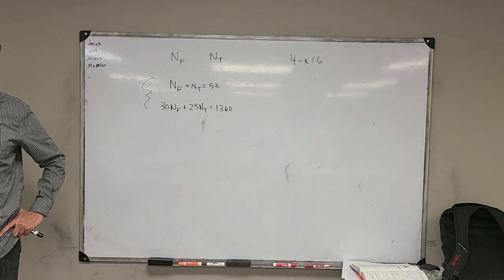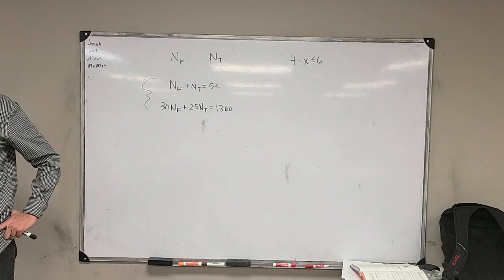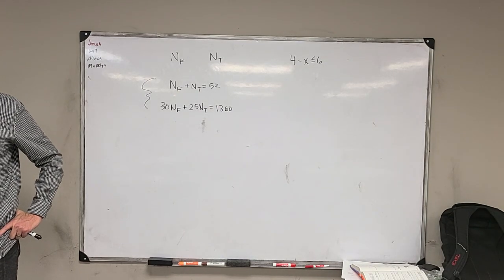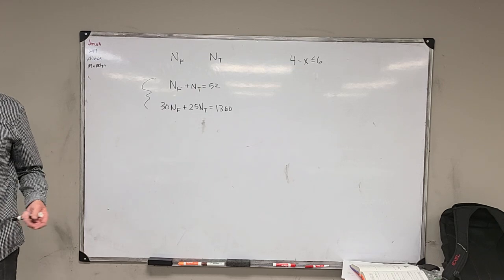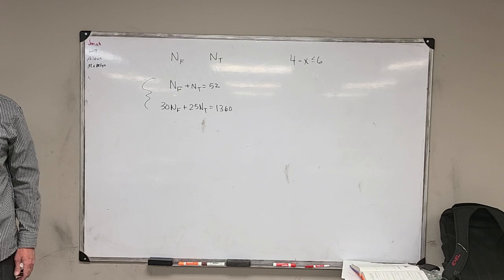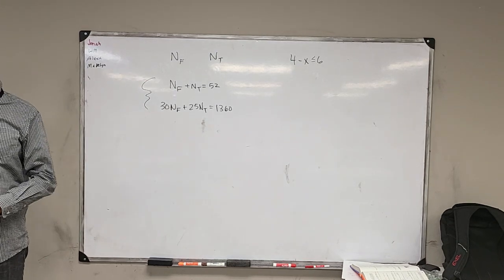Does anybody know how you would graph that on a number line? You first have to solve for the x, right? Because it's really hard to graph unless you get the x on one side all by itself. So how would I solve for x in this?